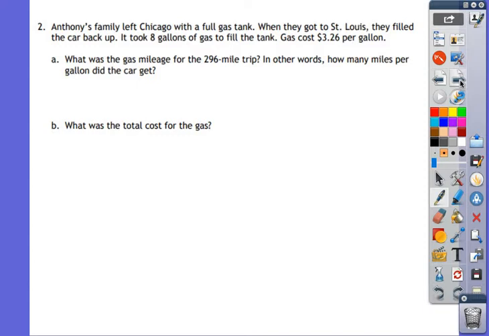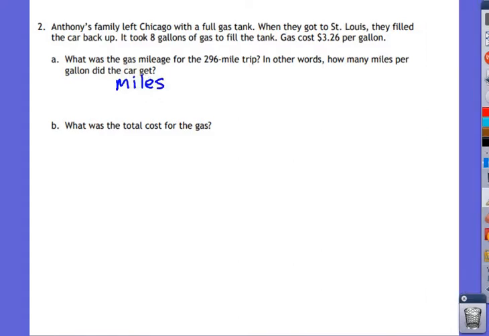So, A says, what was the gas mileage for the 296-mile trip? In other words, how many miles per gallon did the car get? Well, to find miles per gallon, I must first know the miles. I'm going to divide that by the gas used. You're writing this. And that's going to give me the miles per gallon.